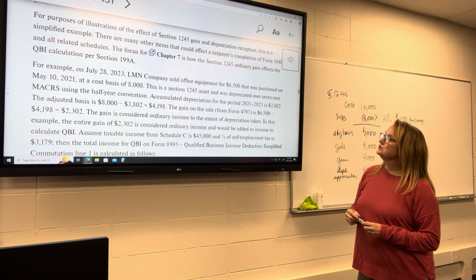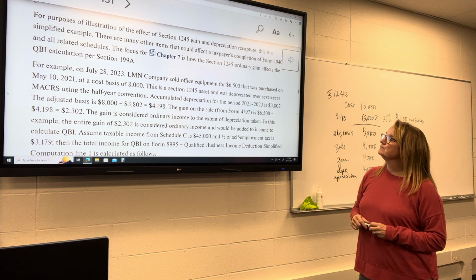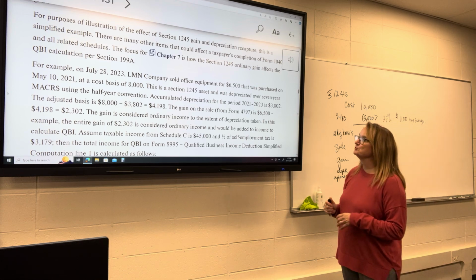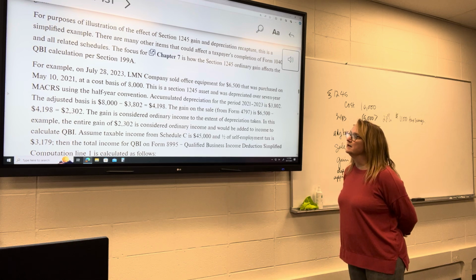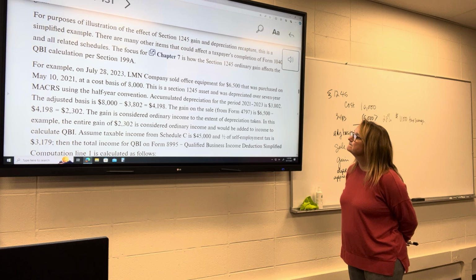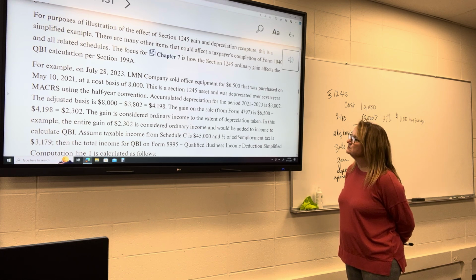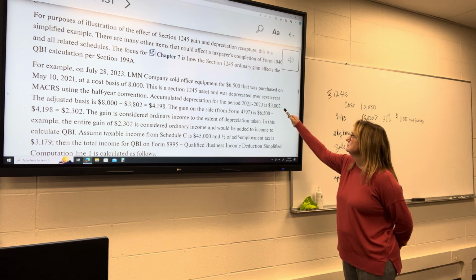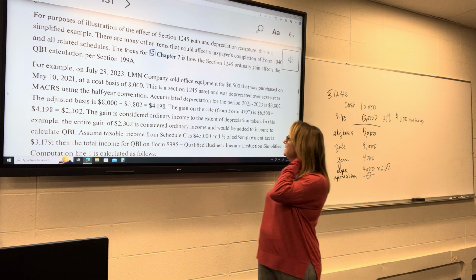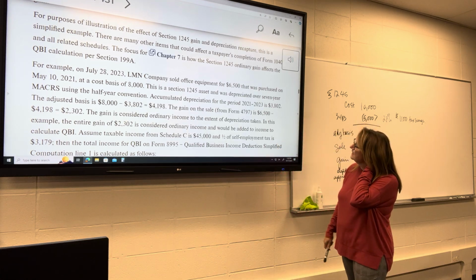So July 28th, 2023, LMN Company sold office equipment for $6,500. It was purchased May 10th, 2021. Basis was $8,000. It's a Section 1245 asset depreciated over 7-year MACRS. So accumulated depreciation was $3,802. Adjusted basis $4,198.